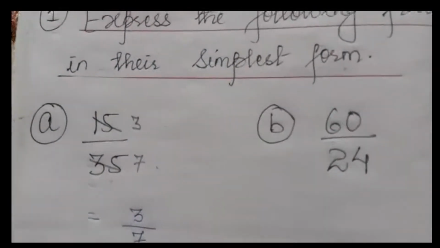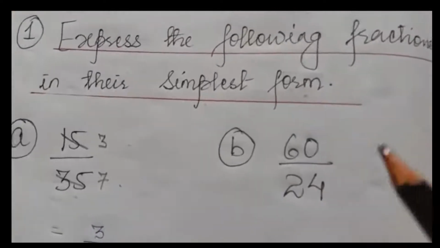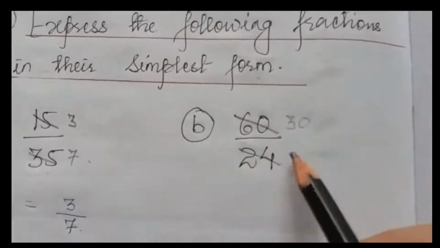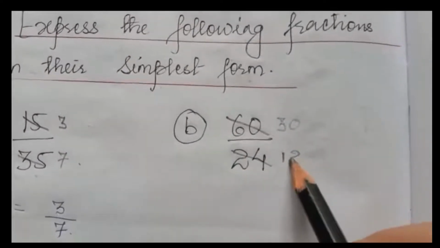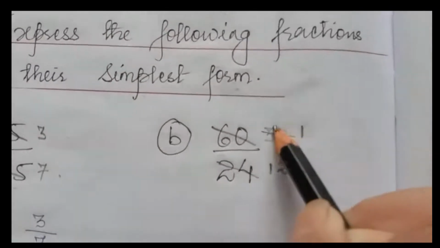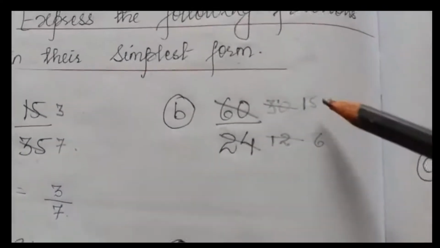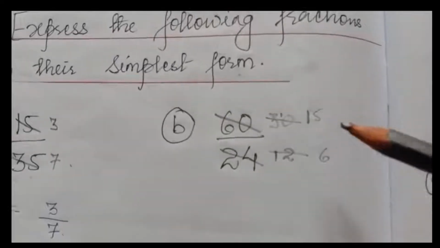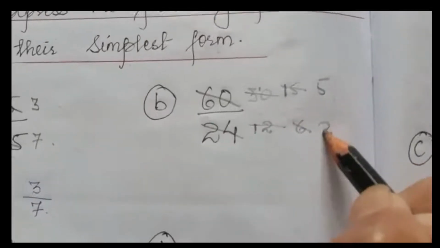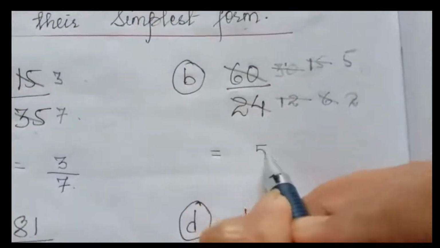Now next is 60 and 24. Both are even numbers. We can cancel with 2. 2 3s are 6, 0. 2 1s are 2, 2 2s are 4. Again we have even numbers. We can cancel with 2. 2 1s are 2, carry 1. 2 5s are 10, 2 6s are 12. Now 15 is not divisible by 2. So we will try with 3. 3 5s are 15, 3 2s are 6. Answer is 5 divided by 2.